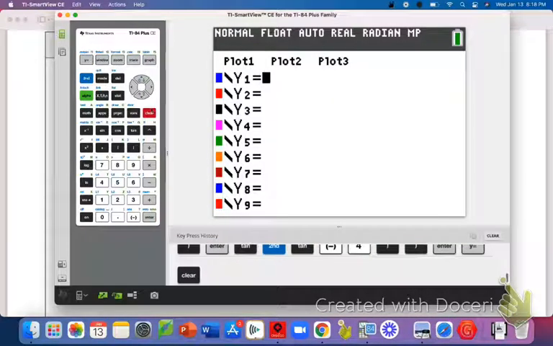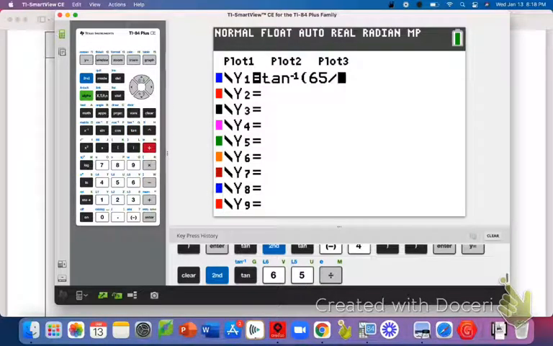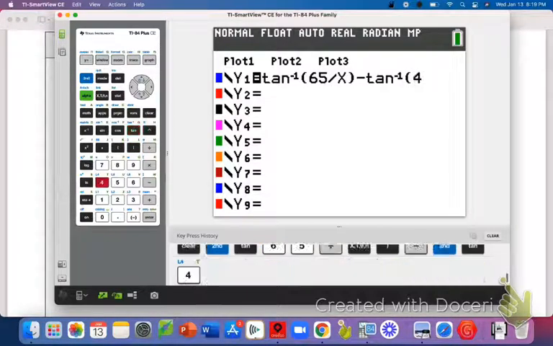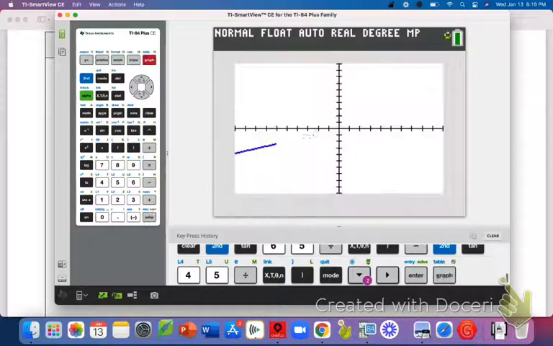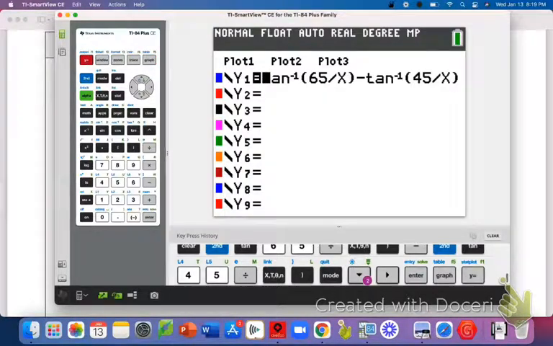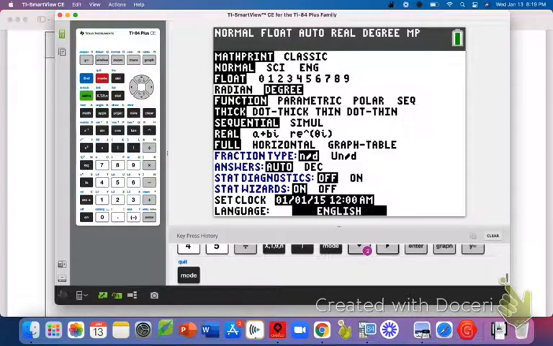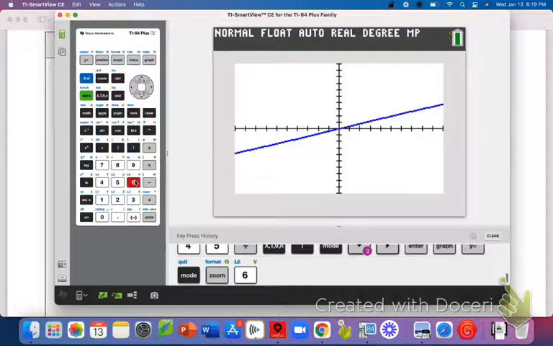So here we go. So we have tan inverse of 65 divided by x minus tan inverse 45 divided by x. And I just remembered I want to make sure I have this in degrees because this whole problem is talking about degrees. Probably would make more sense if we were talking in degrees as opposed to radians. Okay, tan, did I get it into degrees? Yes, I did. All right, zoom 6. All right, so we've got that. Not really showing me a whole lot in there.